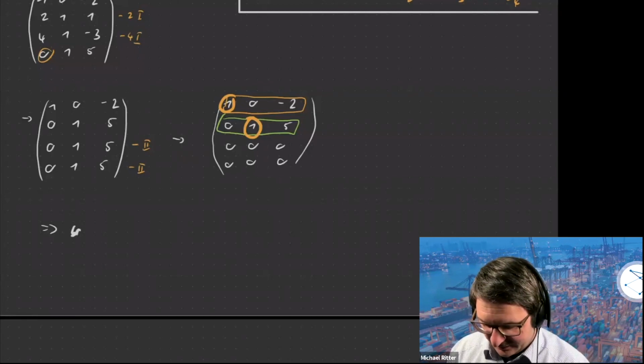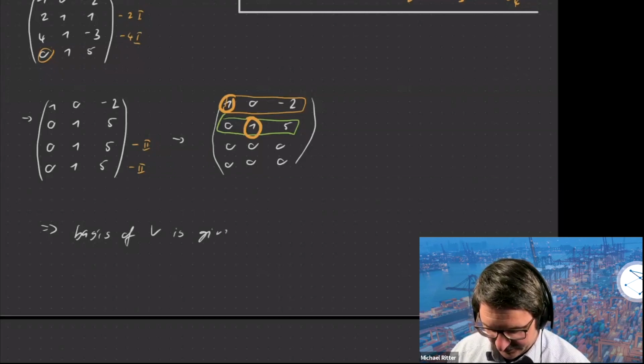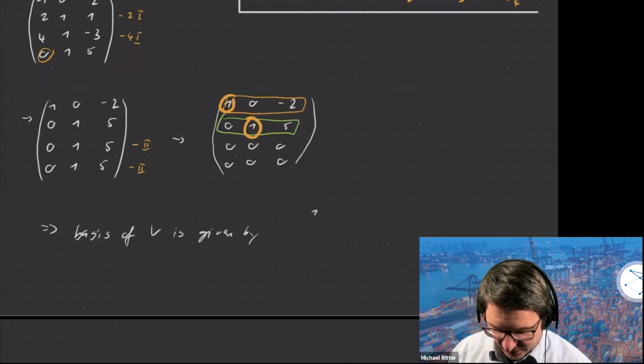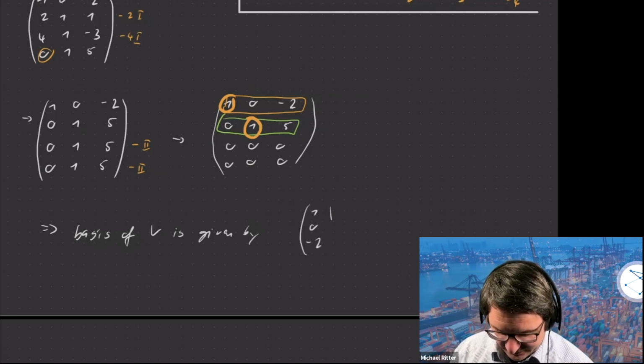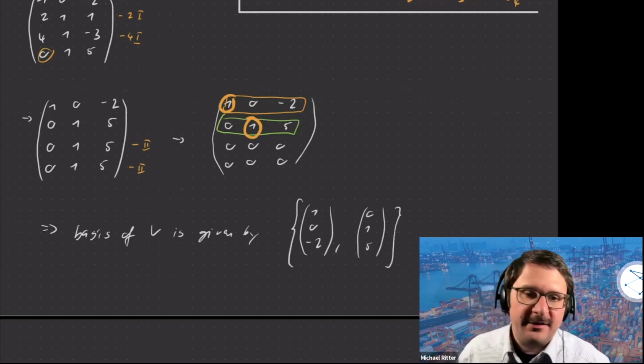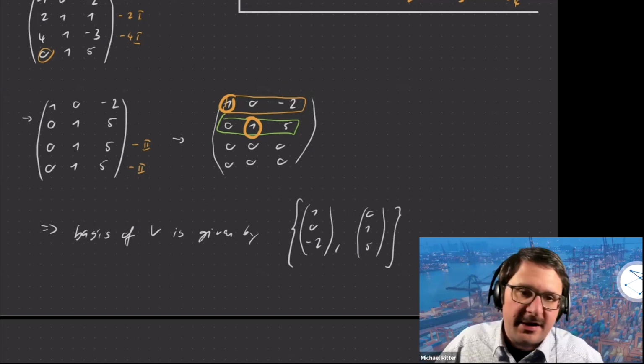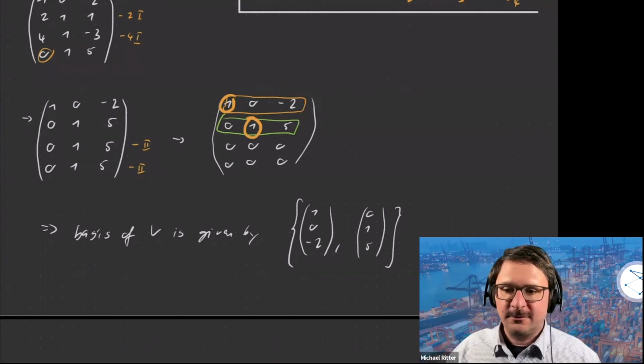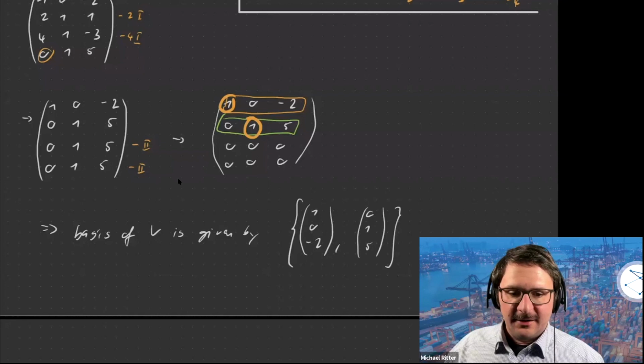And that means a basis of V is also given by 1, 0, -2, and 0, 1, 5. So again, we end up with a basis doing basically the same method we used before. That hopefully answers this question.